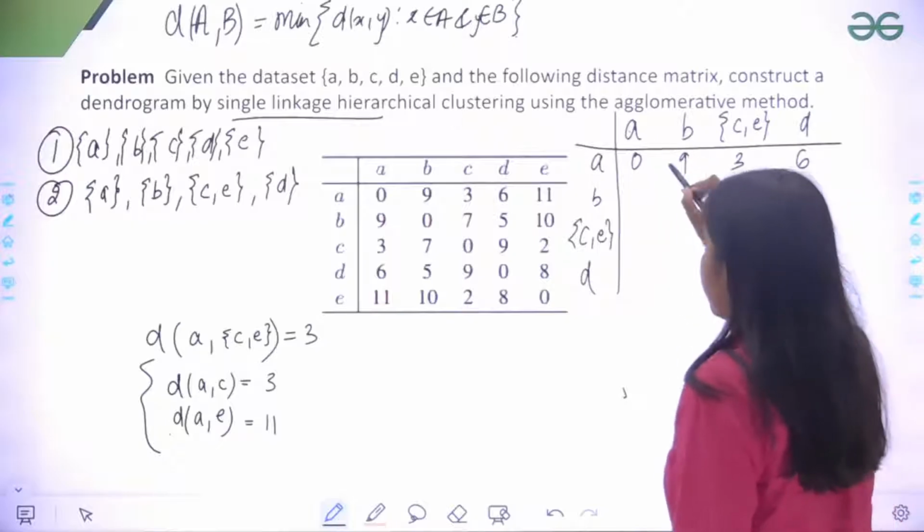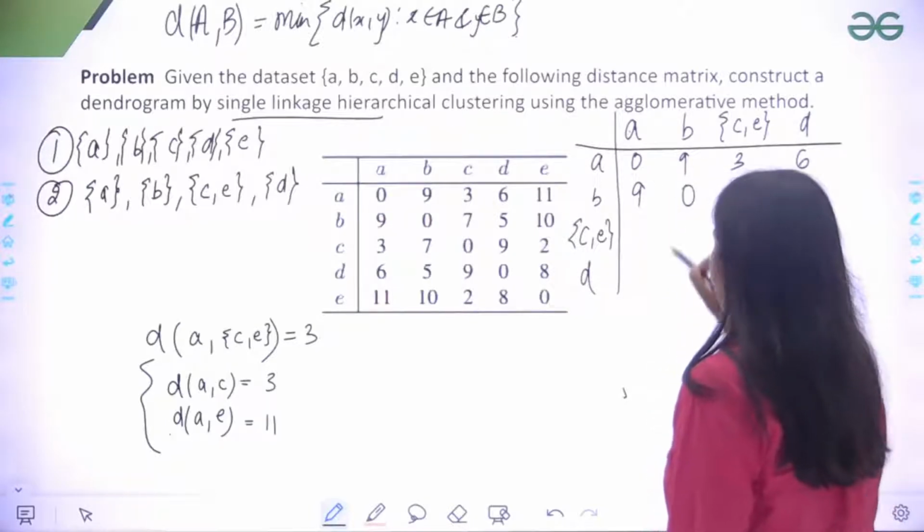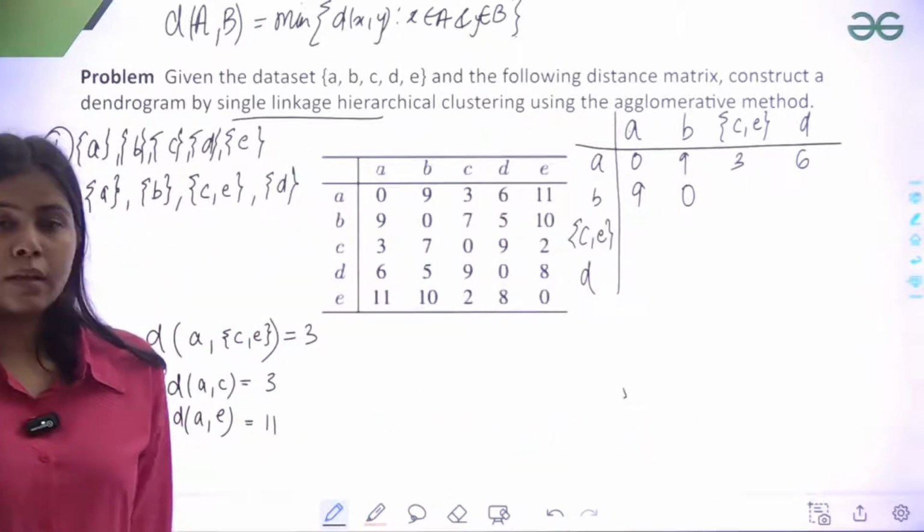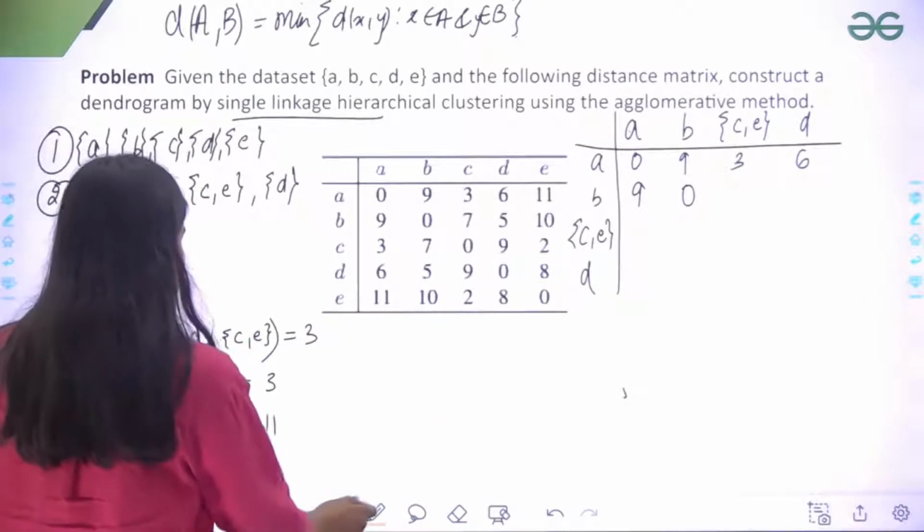Now distance of B with A is 9. Distance of B with B is 0. Just tell me the distance of B with CE. Guys, tell me the distance of the point B with CE.